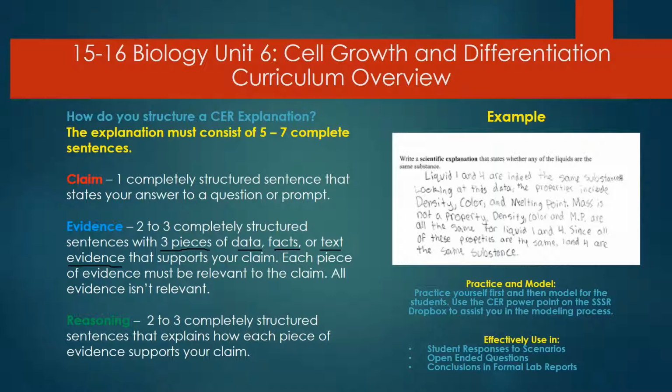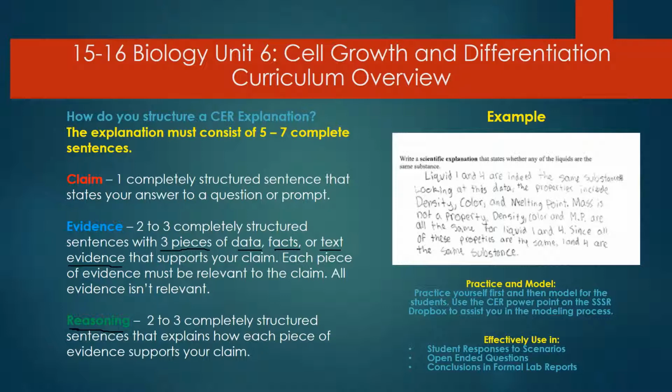This is very important because you can pull evidence that's irrelevant to the claim. So we want to make sure the students are pulling evidence that is relevant to the claim and it is supporting the claim. In your reasoning, this is the part that confuses a lot of people, even adults, even adult teachers. It confused me at one point as well.